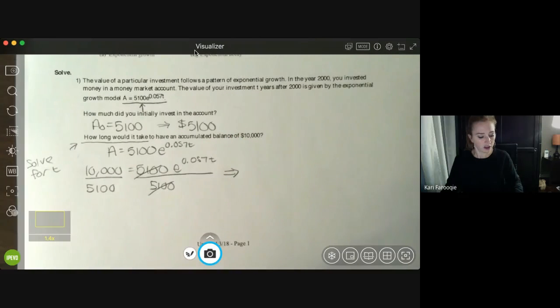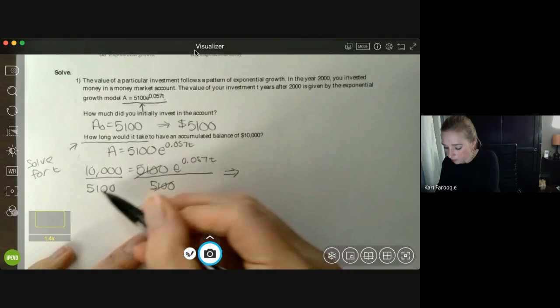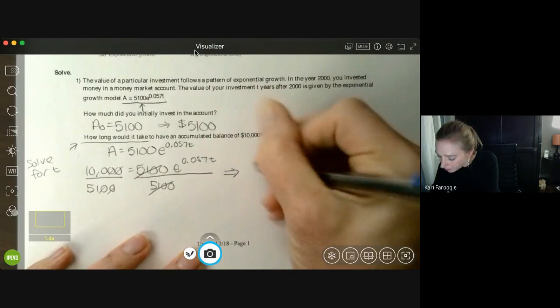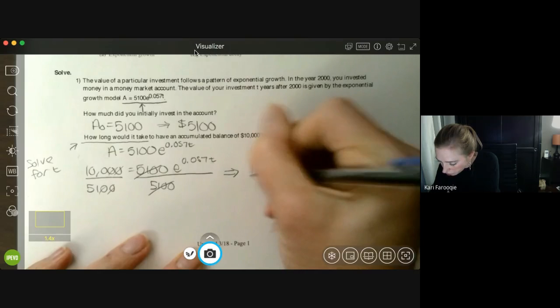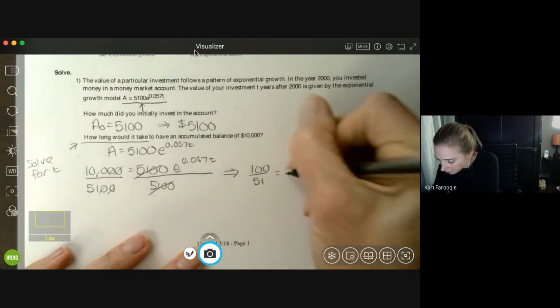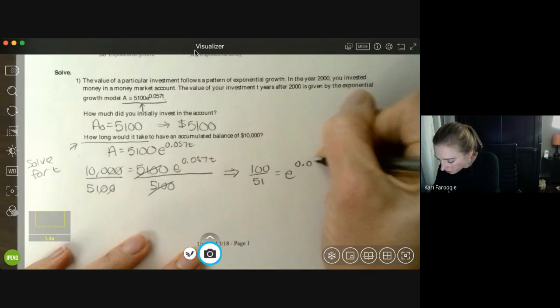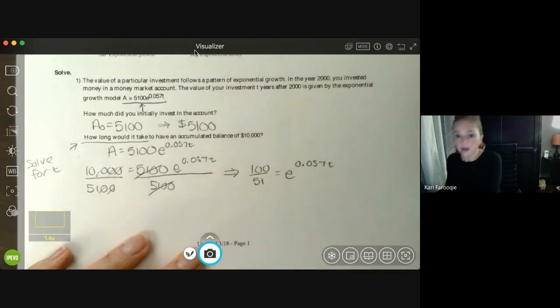So we're going to take 10,000 and divide it by 5,100. And I'm going to leave mine as a fraction, or I want to at least leave it exact, because I'm going to want to keep as many digits as possible. So I at least know that I can get rid of 100 there. And then I can say 100 over 51 equals e to the 0.057t.